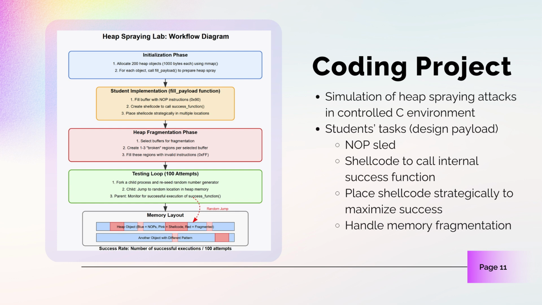What makes this particularly challenging is the heap fragmentation phase. The program intentionally breaks certain memory regions with invalid instructions, simulating real-world heap conditions. This forces students to think carefully about shellcode placement and redundancy. Placing a single copy at the end of the NOP sled won't prove effective. Each student's solution is tested through multiple randomized attempts and provides success rates for the students to evaluate their strategies with.